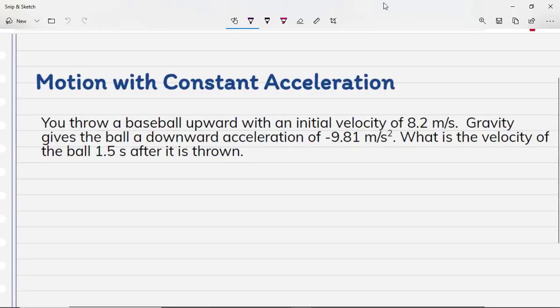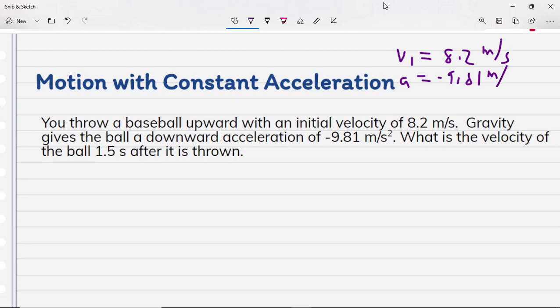It's pretty straightforward. So you throw a baseball upward with an initial velocity of 8.2 meters per second. Gravity gives the ball a downward acceleration of negative 9.81 meters per second squared. What is the velocity of the ball 1.5 seconds after it is thrown? So let's look at what information we have in this particular problem. We're given an initial velocity, so we have v initial equals 8.2. We're given an acceleration due to gravity, negative 9.81. Sorry, I'll put some units there as well. And it wants to know the velocity, so it wants to know the final velocity, 1.5 seconds after it is thrown.